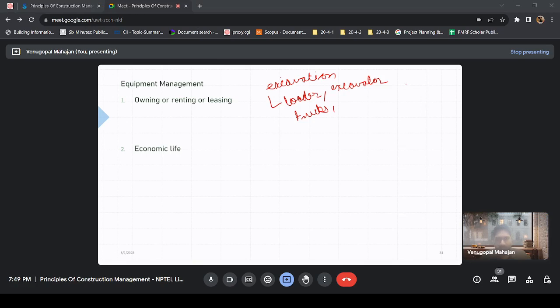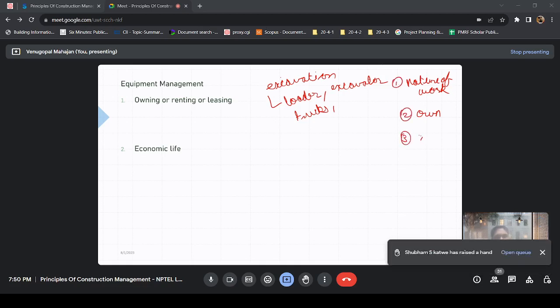One thing I am hearing is nature of work, and big or small. Someone said we'll directly own it, because we can use it in the next project also, sir. Someone said rent. Someone said leasing. It directly depends on what kind of work and the duration of our work, sir.